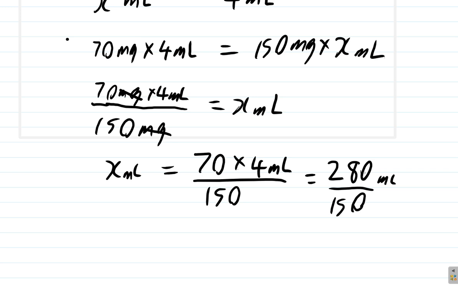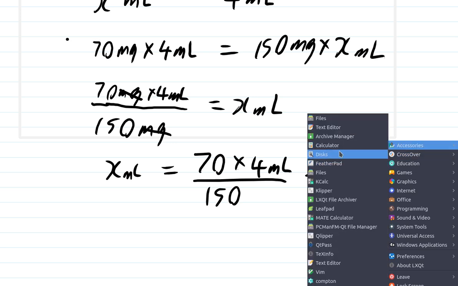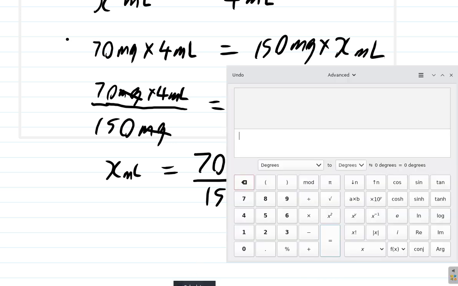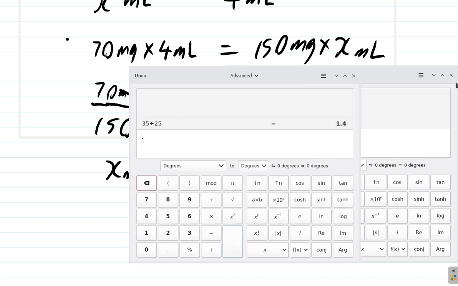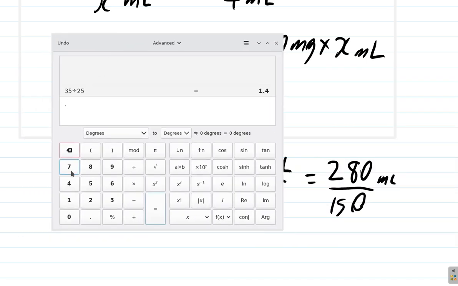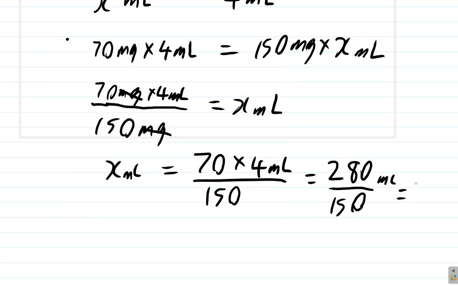So here now, we can use our calculator and divide 280 by 150. 280 divided by 150 equals 1.86. Call it 1.87. 1.87 milliliters of the injectable solution.